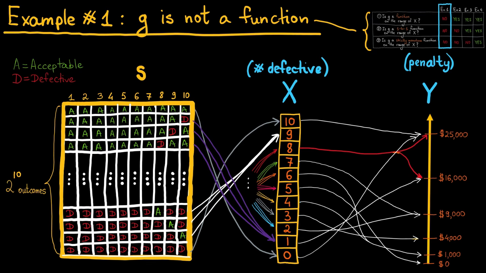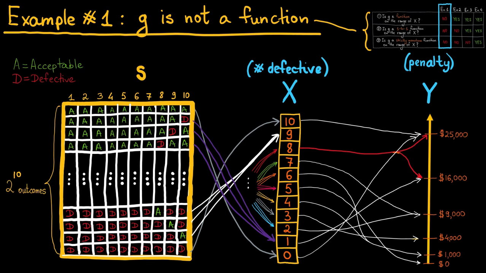Since the interest of this inspection team is surgically on just the number of defective items, notice how elegant it is to work now with random variable x as opposed to the original sample space. The original sample space has 2 to the power of 10 outcomes. It's overwhelming. But the range of random variable x has only 11 elements, integers 0 through 10. This inspection team cares only about the number of defective items.